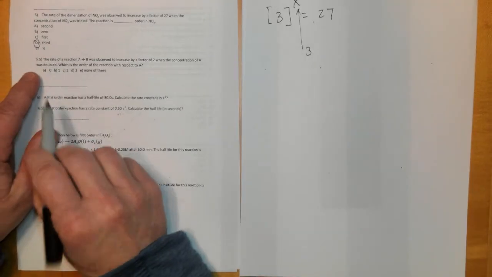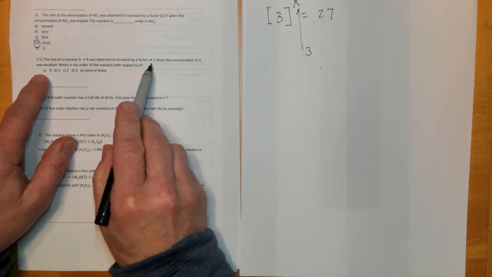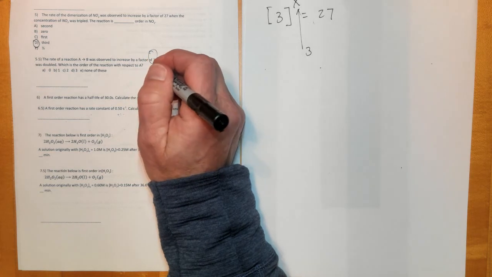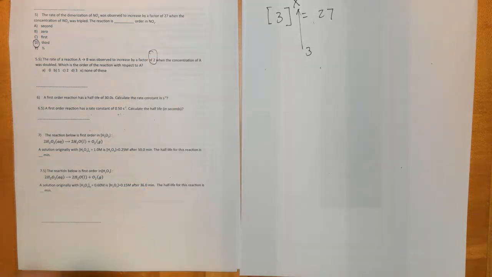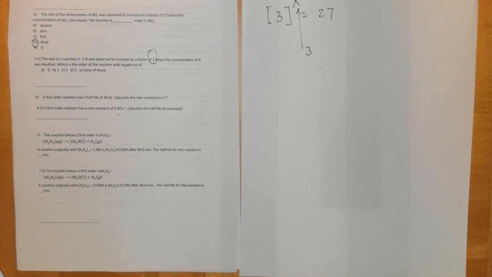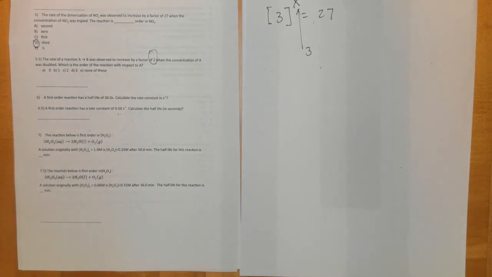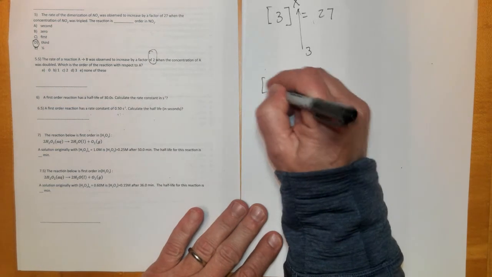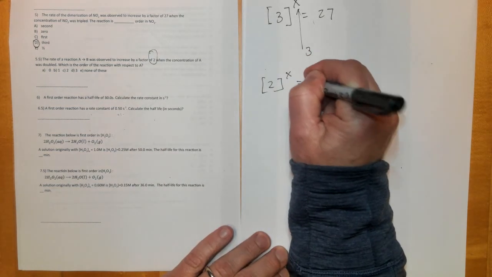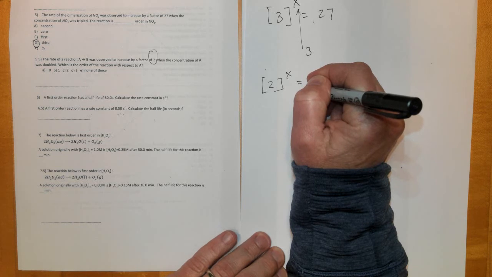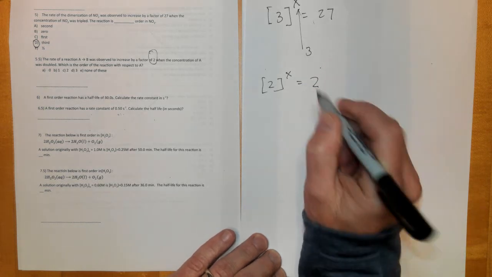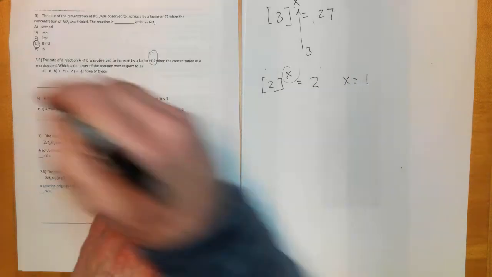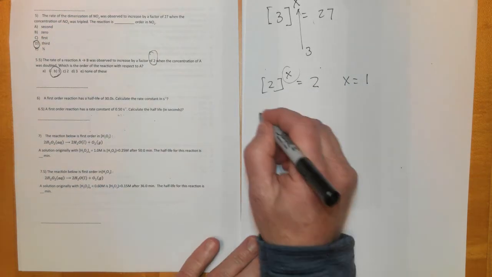Number 5.5. The rate of the reaction was observed to increase by a factor of 2 when the concentration of A was doubled. What is the order of the reaction? So if it doubles to some power, we'll call it x, and it was seen to also double, we would say 2 to some power equals 2, so x equals 1. So that would be to the first power, B.